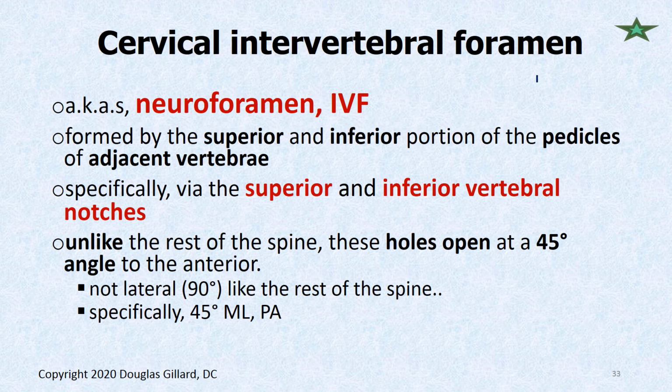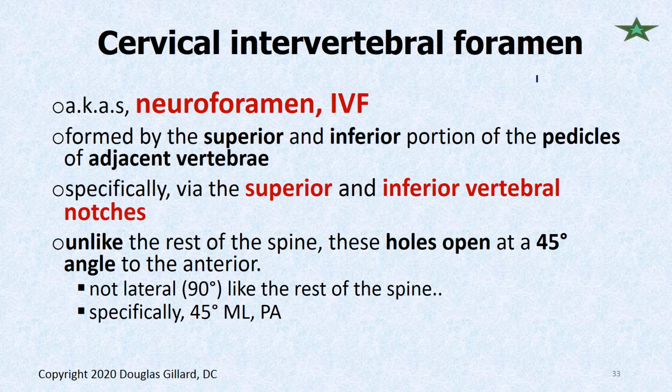So what makes up the neural foramen of 2 cervical vertebrae? It's a little bit more complicated than the lumbar spine because the neural foramen, remember, those are the holes where the motor and sensory nerve roots leave the spine. They actually point forward about 45 degrees.